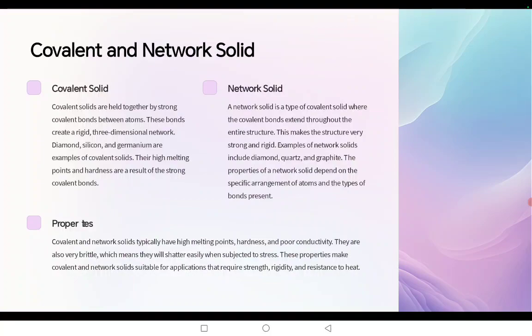Next is covalent and network solids. Covalent solids are held together by strong covalent bonds. Network solids are a type of covalent solid where the covalent bonds extend throughout the entire structure.